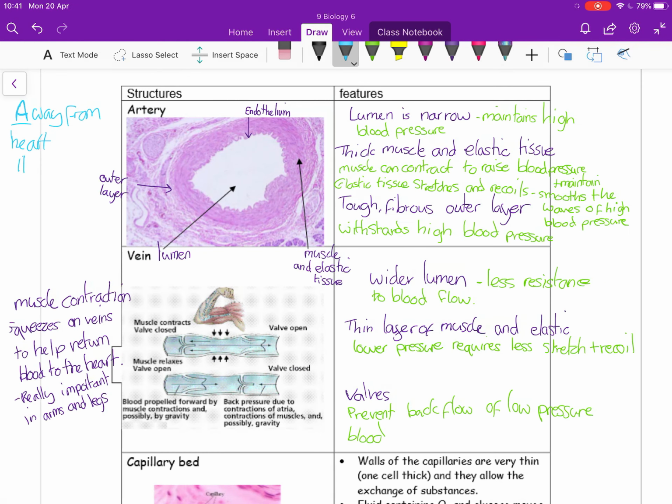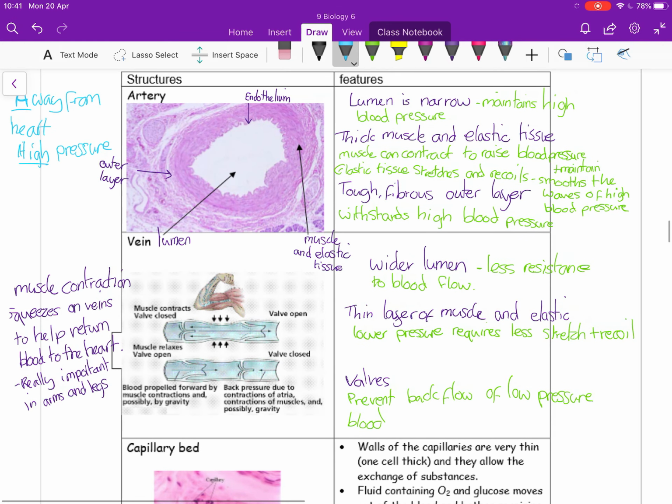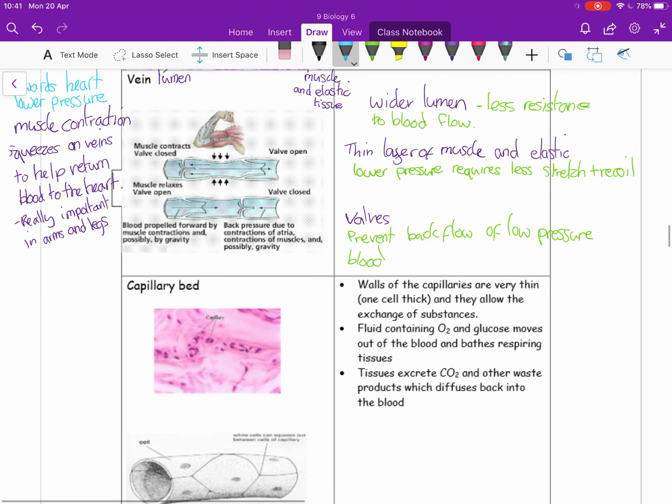Okay, so I've just added here as a summary: arteries are taking blood away from the heart at a high pressure. So all of those features and functions are about maintaining high blood pressure, withstanding high blood pressure, and getting the blood to its destination. Veins, on the other hand, are taking blood back towards the heart at a lower pressure. So it's all about keeping the blood flowing in the correct direction, but dealing with the blood having a very low pressure.